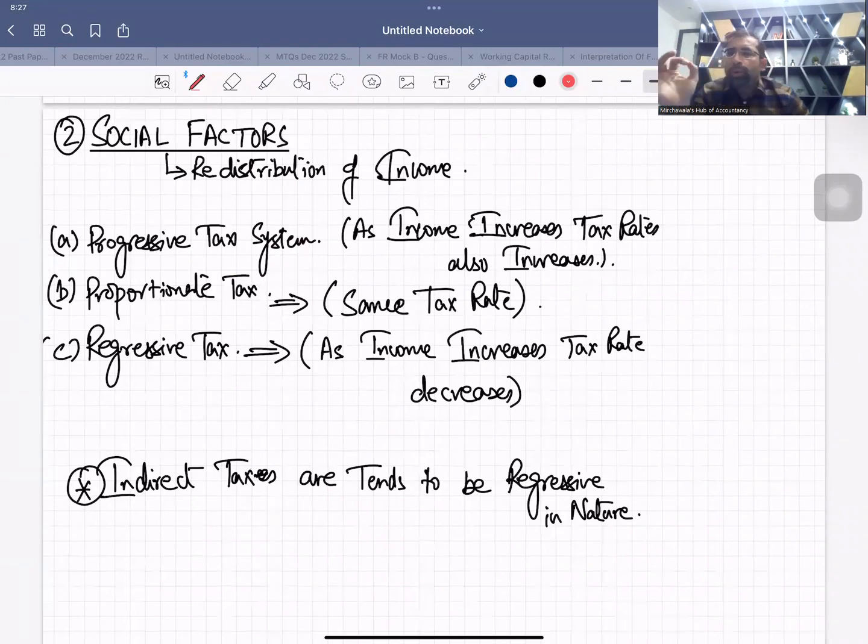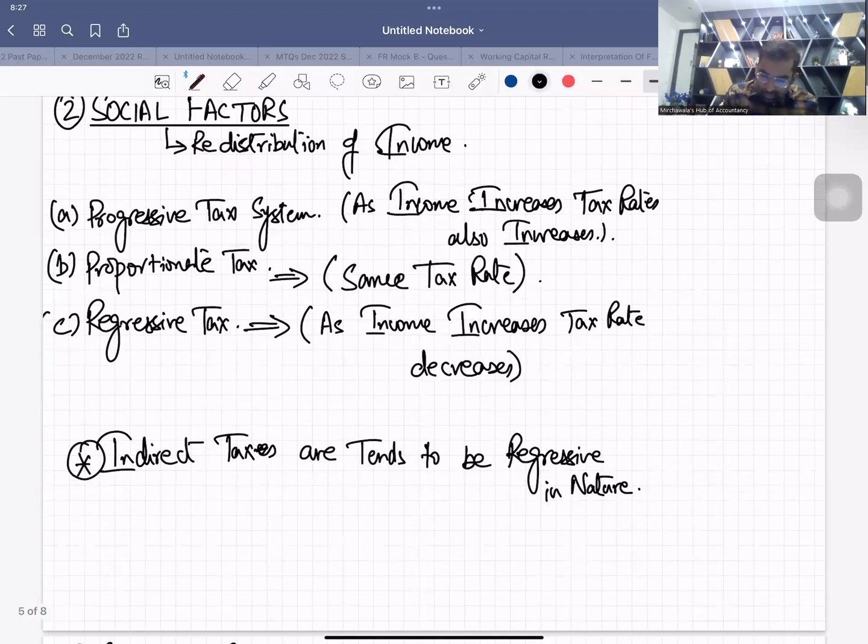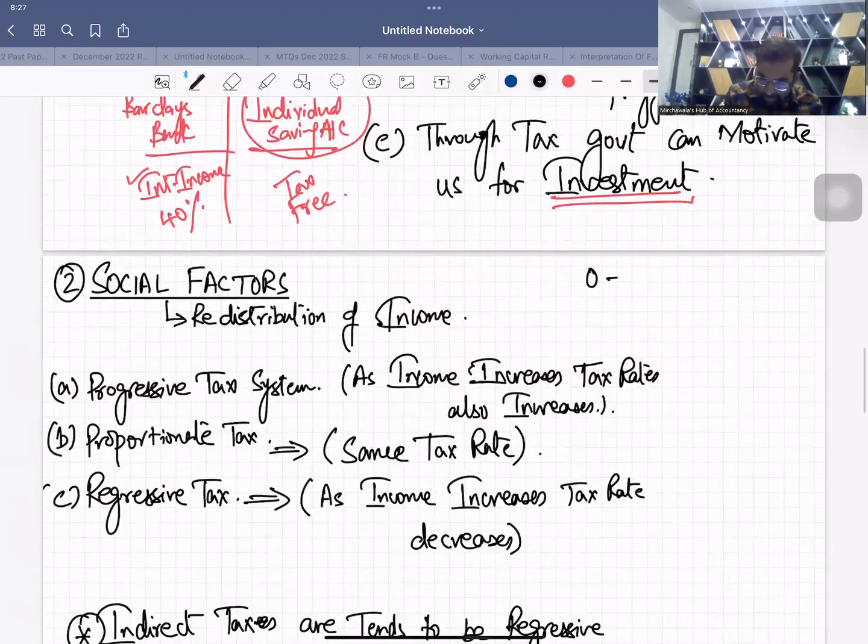Redistribution. So now, hope you have studied your previous paper, which is BT or F1. In that paper, you have discussed these three tax systems: progressive tax system, proportionate tax system, and regressive tax system. Now, what is progressive tax system? Progressive tax system means as your income increases, your tax rate also increases. For example, giving you one example: 0 to 20,000, 20,000 to 60,000, and then 60,000 and above.